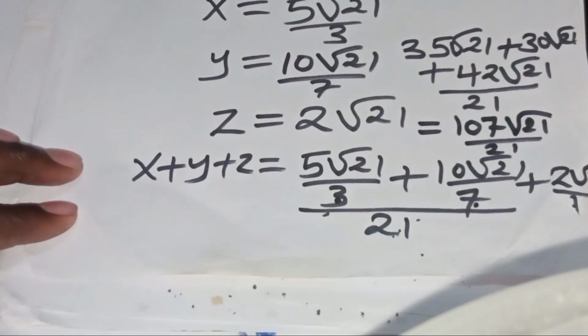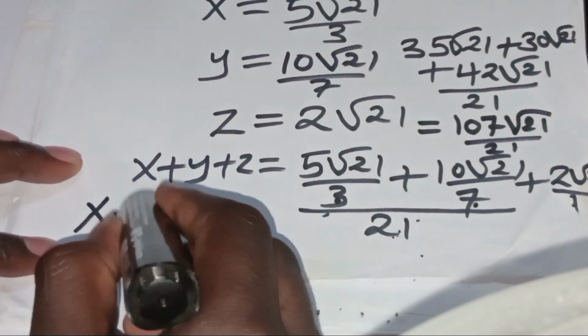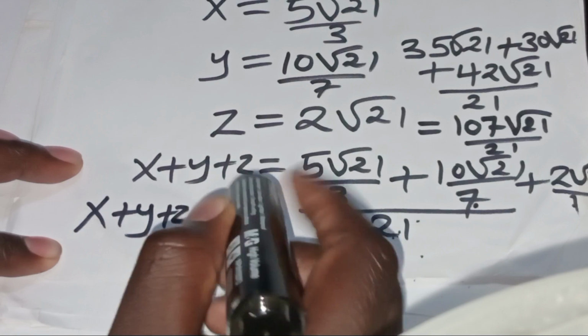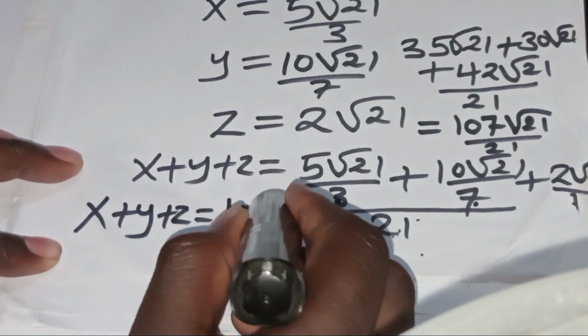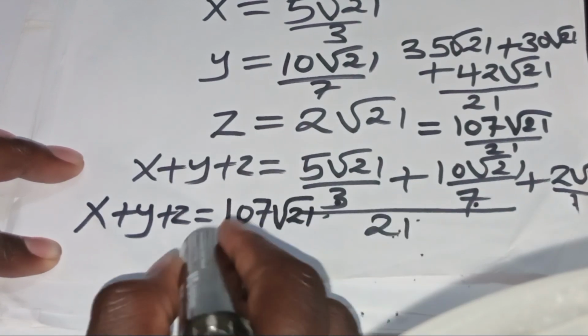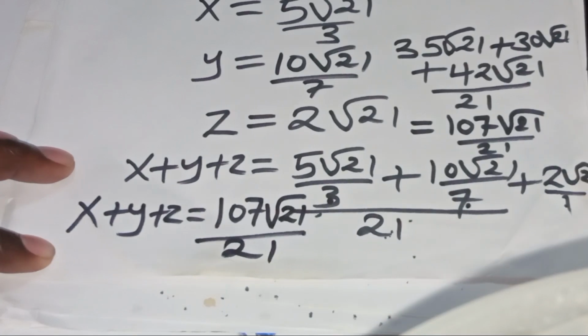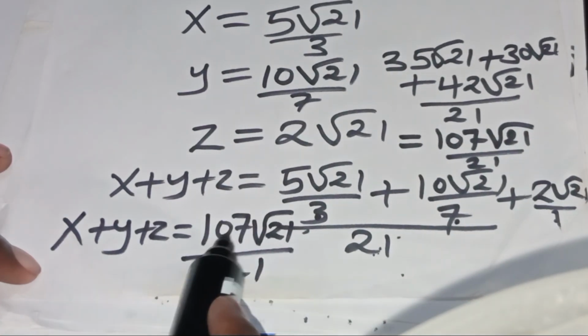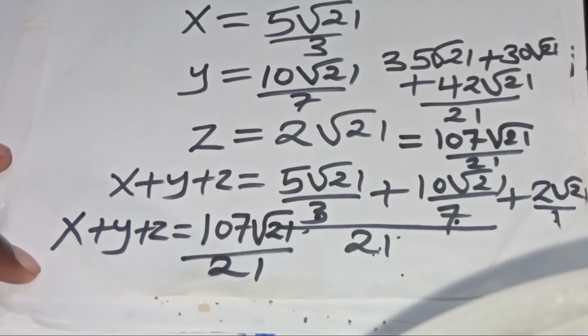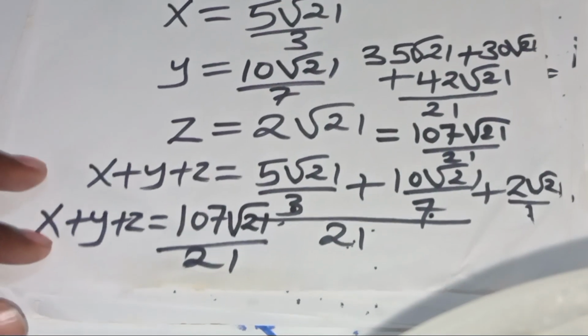So here we have x + y + z equal to 107 square root of 21 divided by 21. This is the solution.